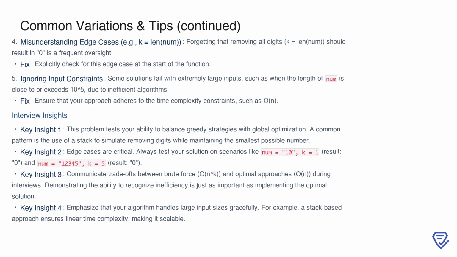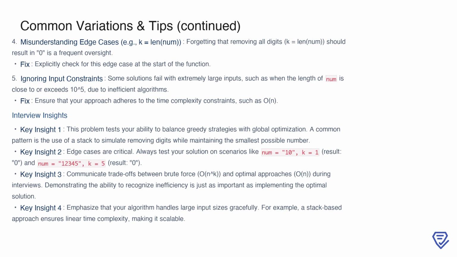Now, let's discuss some additional challenges you might encounter. Misunderstanding edge cases is a common oversight, especially when k equals the length of the number. In such scenarios, the result should be 0, but this is often forgotten. The solution is simple: explicitly check for this edge case at the beginning of your function.